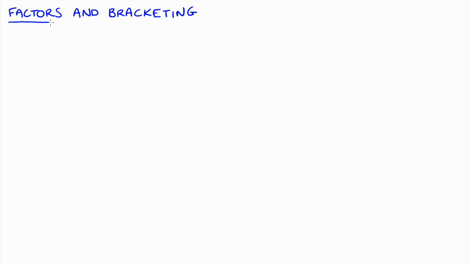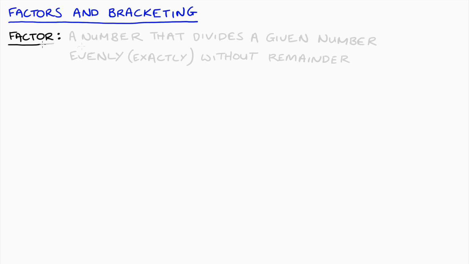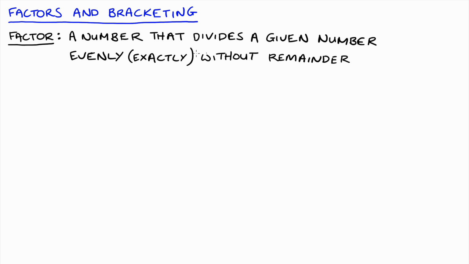Alright, everyone, let's start our journey with factors and bracketing. We can start with the definition. A factor is a number that divides a given number evenly or exactly, leaving no remainder. So for instance, let's think about the number 4. What we'll see is that 4, 1, and 2 are the factors of 4.